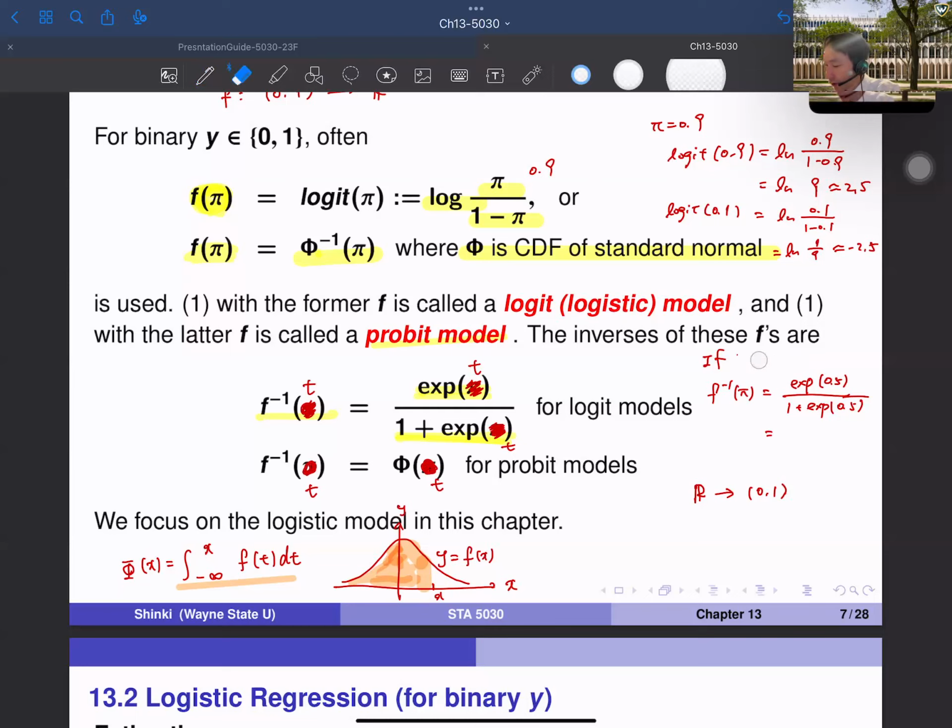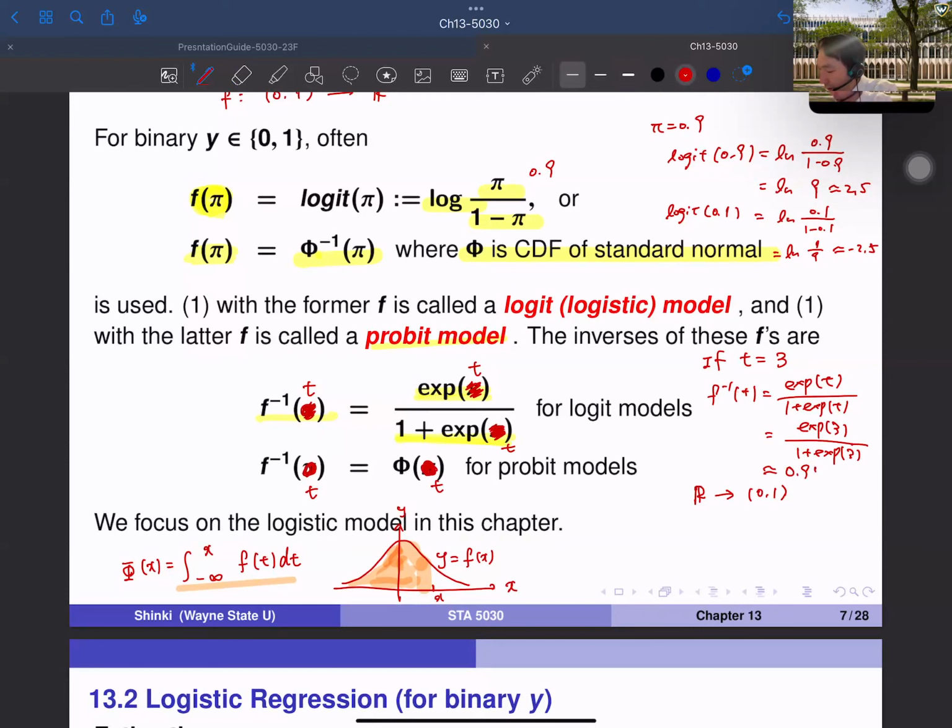So if t is equal to, for example, 3, then f inverse of this is exponential of t over 1 plus exponential of t. So this is exponential of 3 over 1 plus exponential of 3. So this is a pretty large number. e to the third power is about 20, so this is probably around 0.95. So using the fitted value, t is equal to 3.